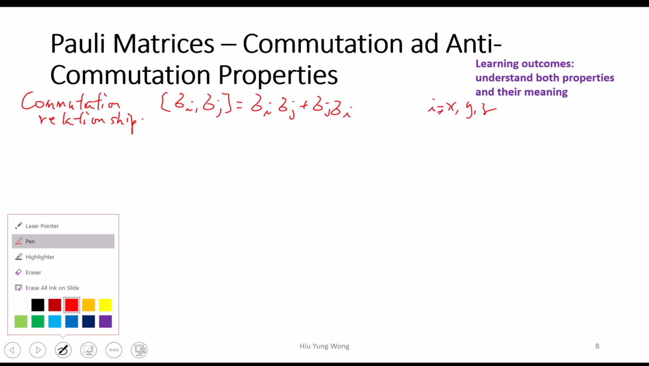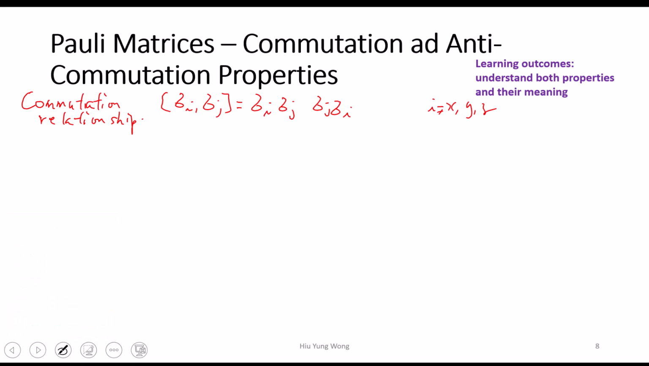Exactly, I'm sorry. I thought I was talking about the anti-commutation. It should be the difference. Thank you. Is that okay? And what is the result? It is 2i epsilon ijk sigma k. Okay? So what does it mean? This epsilon ijk is the so-called Levi-Civita symbol.